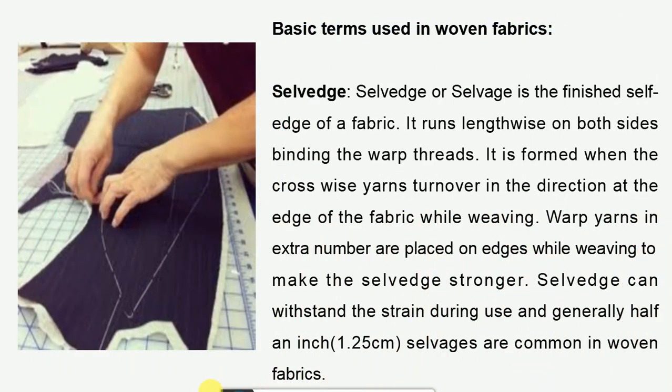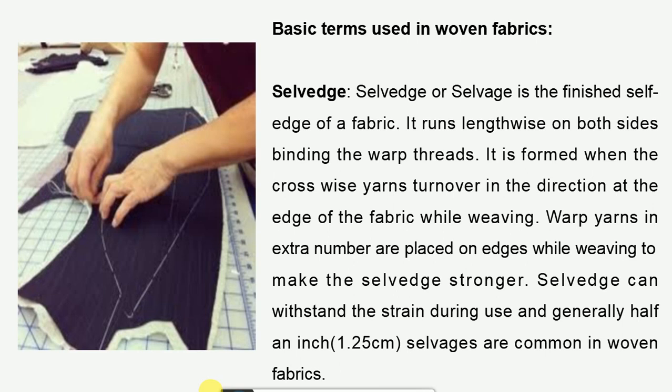Basic terms used in woven fabrics: selvage. Selvage or selvedge is the finished self-edge of a fabric. It runs lengthwise on both sides binding the warp threads. It is formed when the crosswise yarns turn over in the direction at the edge of the fabric while weaving.